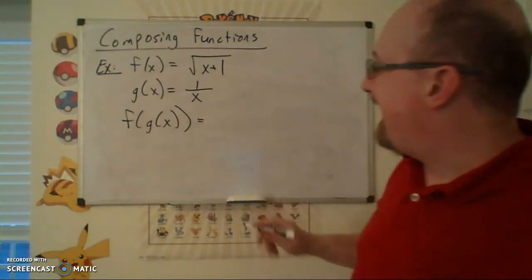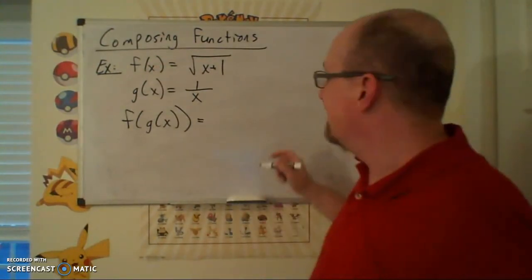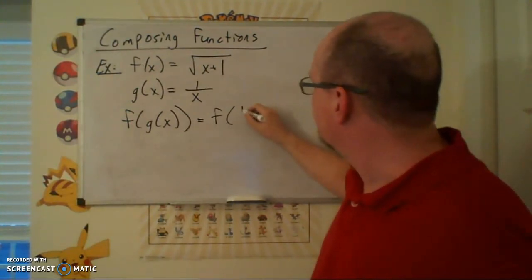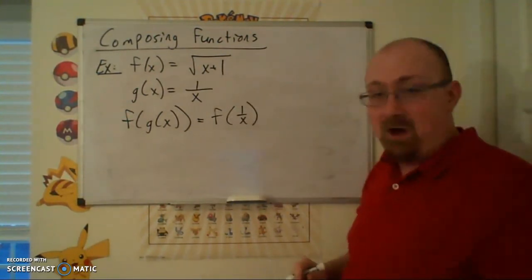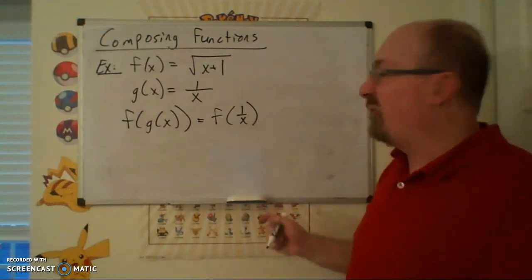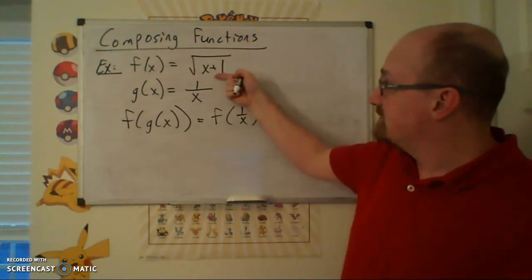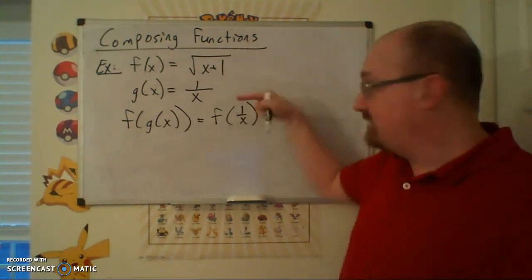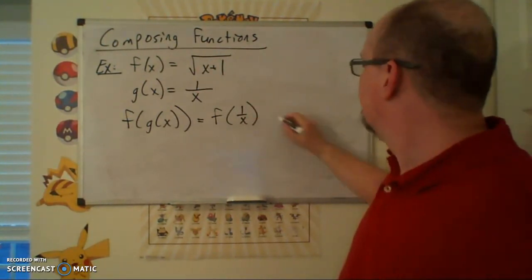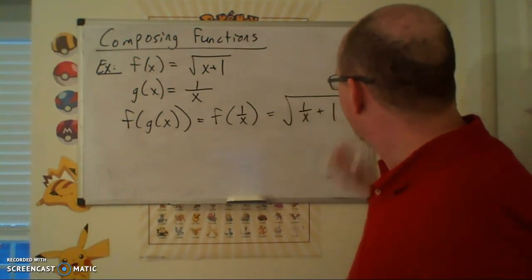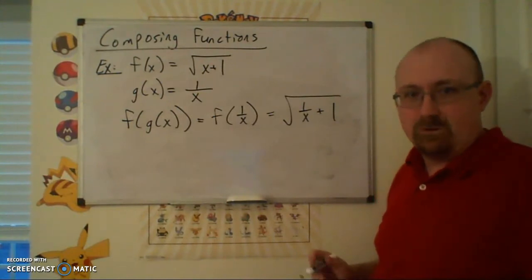So you can imagine f of g of x in this case. We take f of, and you can just fill in this formula, f of 1 over x, and now, just like we saw with that quadratic example, anywhere an x appears in this formula right here, we put this guy in its place. So we get the square root of 1 over x plus 1.